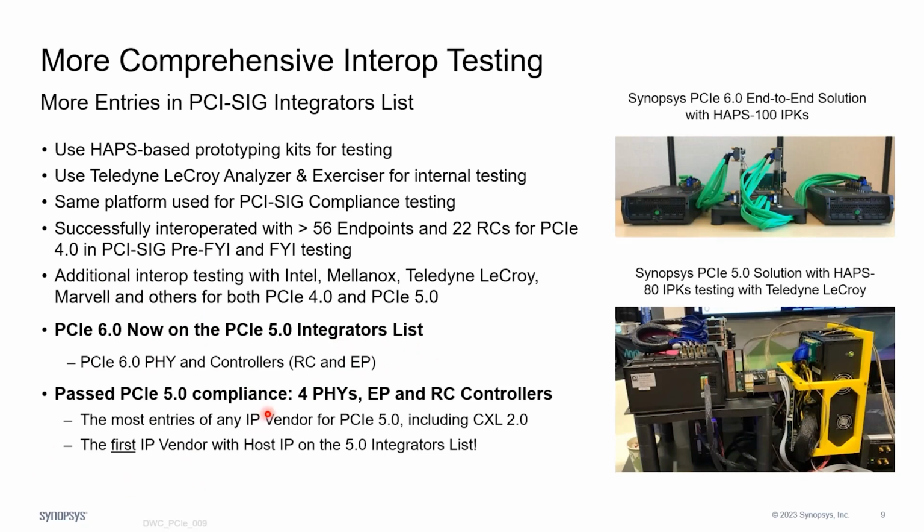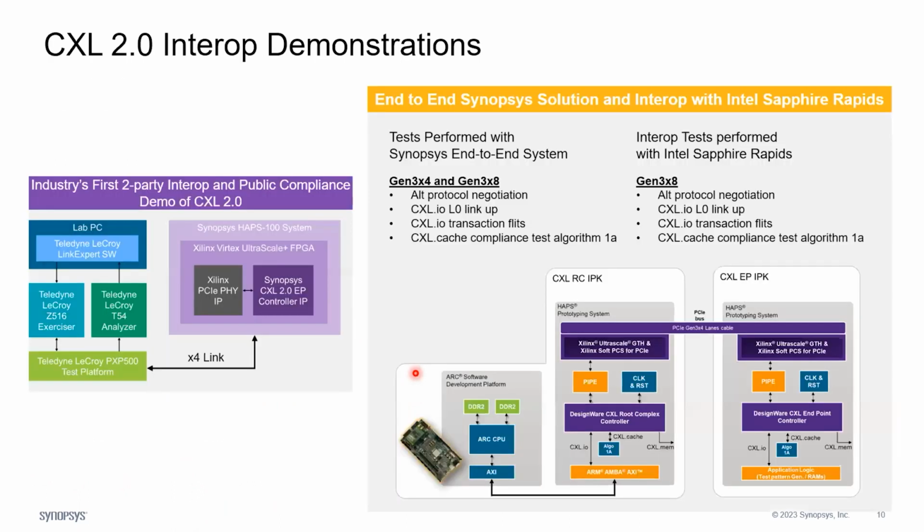And we do have the most entries of any IP vendor on the PCI 5 because we do this so much. This includes the 6.0, it includes CXL 2, and we were the first IP vendor to have the 5.0 host on the integrators list as well. This is showing the demonstration and kind of what it looks like here.